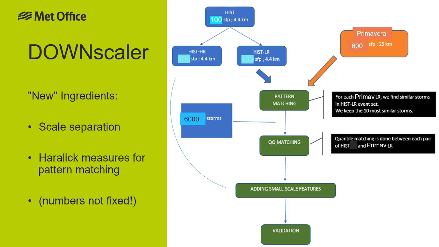And this is a sketch of the DOWNscaler. The new ingredients are scale separation and the Haralick measures for pattern matching. And the story goes as this.